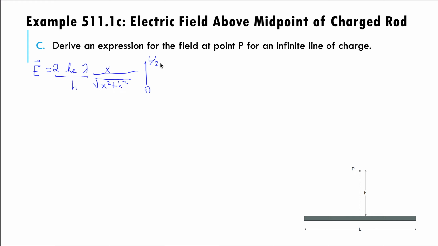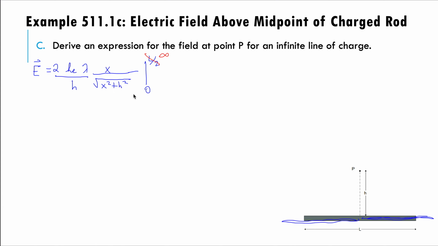This time we're deriving an expression if instead of having a rod, we have an infinite line of charge. So what I've done here is I've written our result again from part A, right when we were about to take the limits of the integration from 0 to L over 2. But this time, since we have an infinite line, we can just change the limits of integration and say that we're going to integrate instead from 0 to infinity, and then still have twice that contribution.